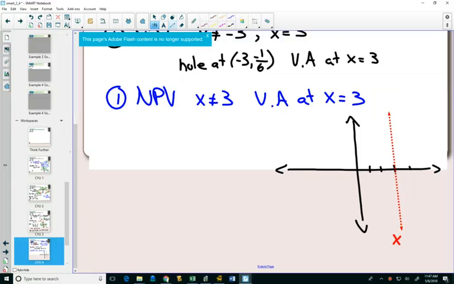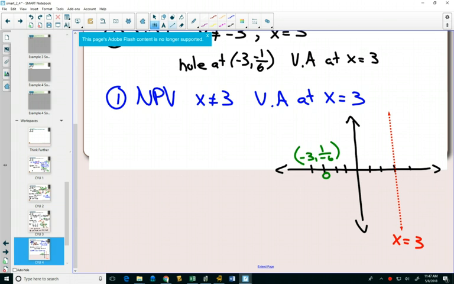X equals 3 is going to be our vertical asymptote. We also know that we have a hole at -3, 1 over -6. So we're going to graph the blue graph and just add the hole to it.